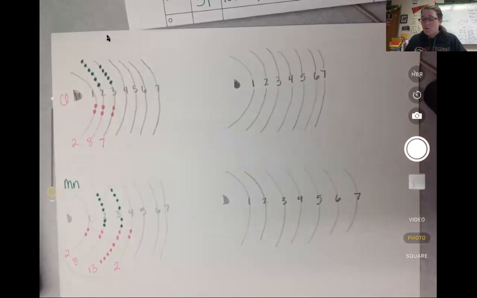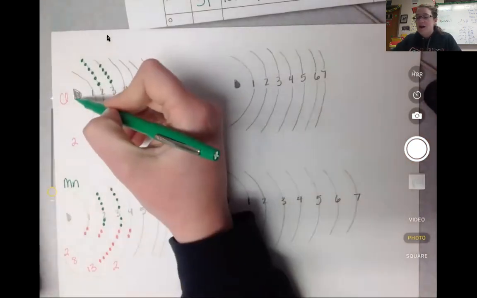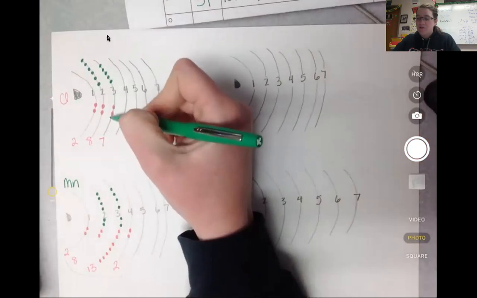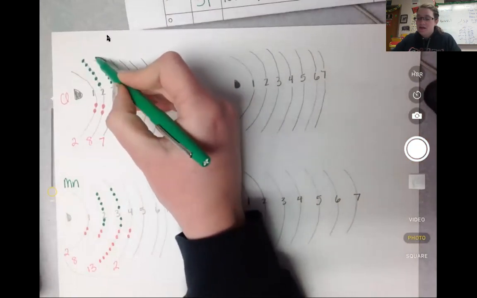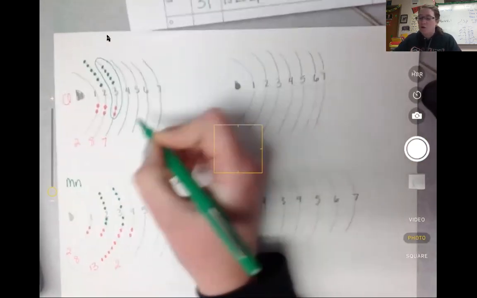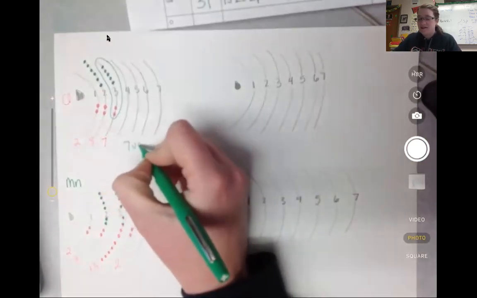What is going to be the most interesting to us is actually the valence electrons. Valence electrons are the electrons in the outermost energy level that is filled in your atom. In chlorine, the highest energy level it fills is energy level 3, so these electrons right here are called valence electrons. Chlorine has 7 valence electrons.